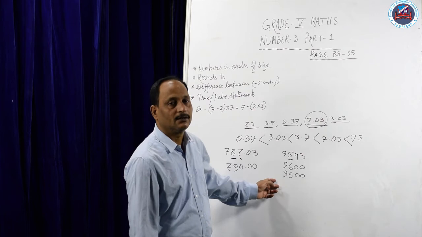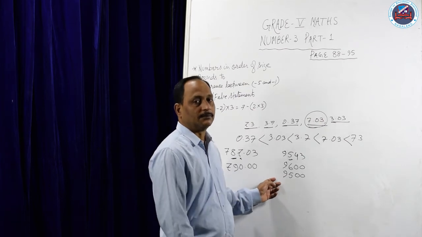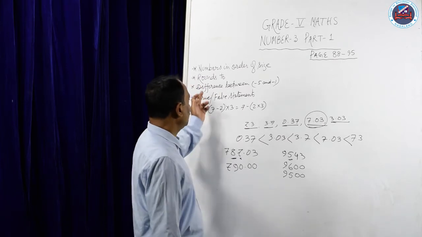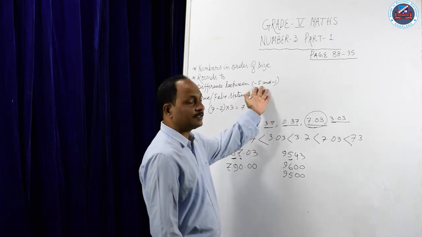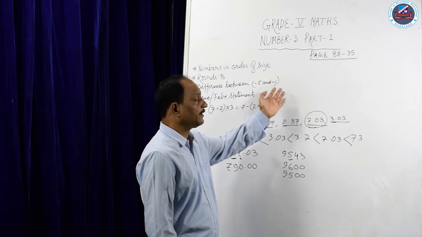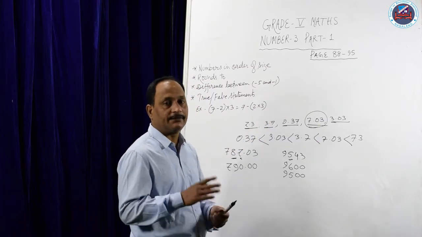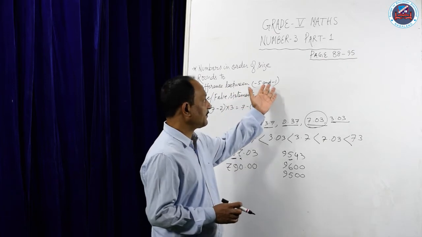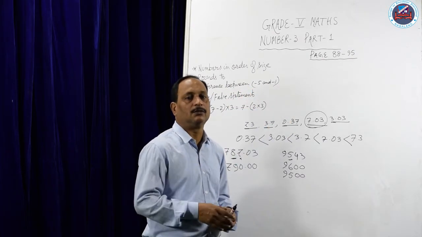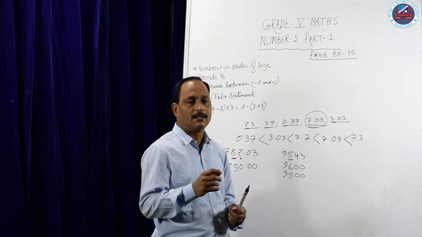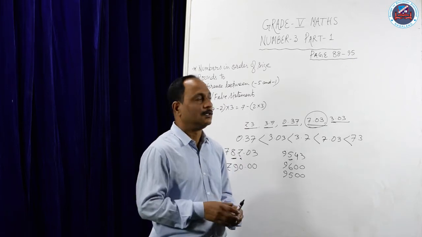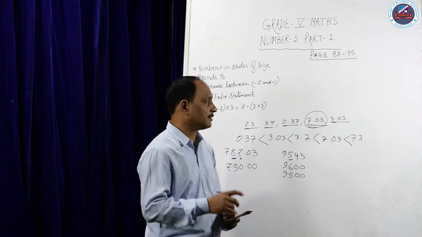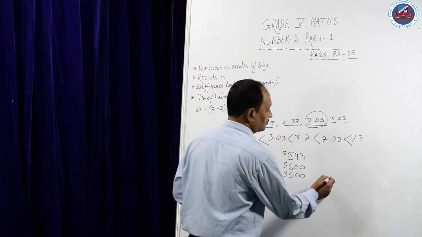In this way, we are going to round off numbers to whatever nearest place they ask. Now the difference between, let us take this example, minus 5 and minus 1. Difference means minus. Whenever we find the difference, first we write the bigger number. Between minus 5 and minus 1, the biggest number is minus 1.